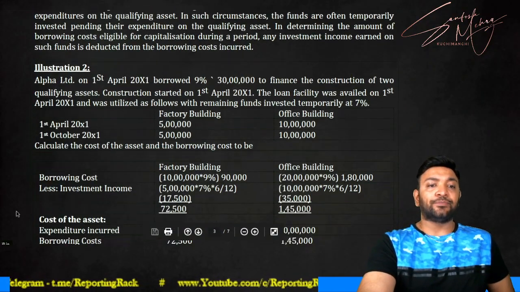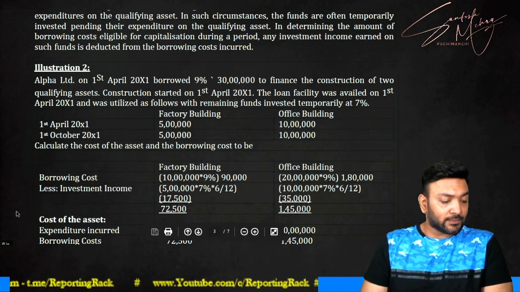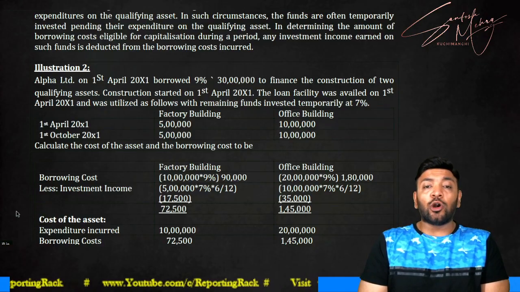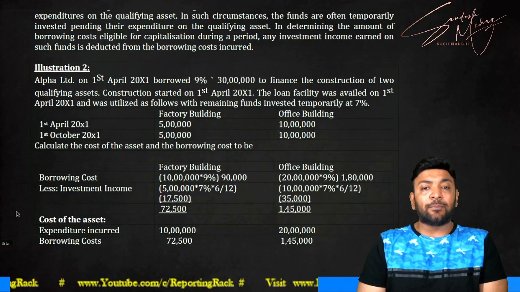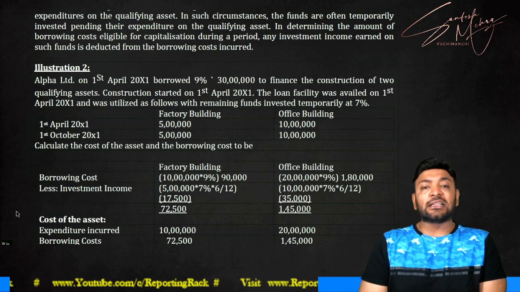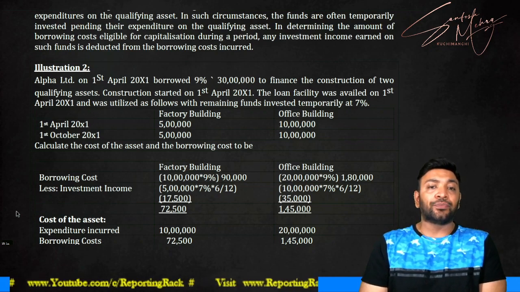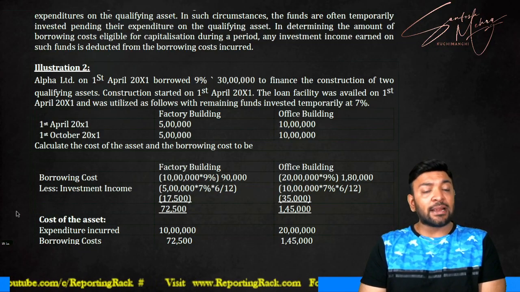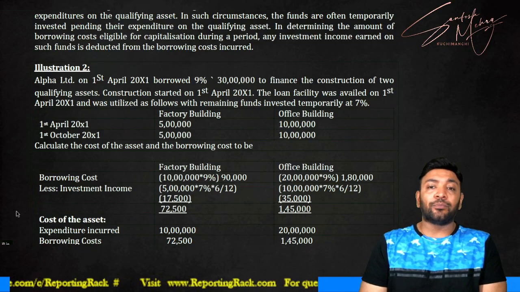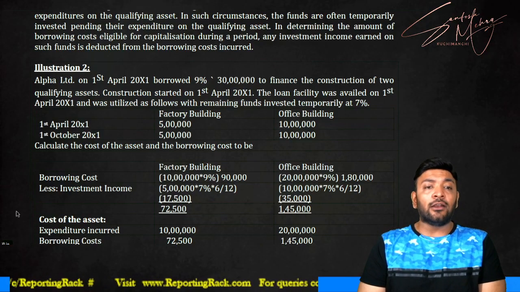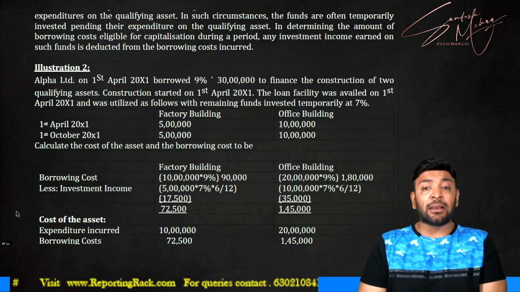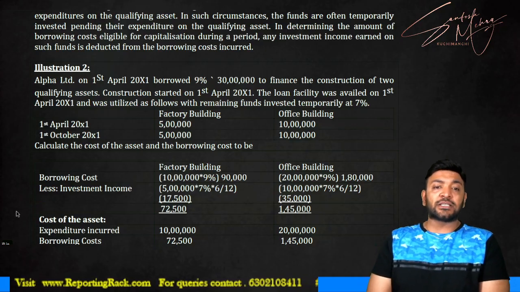Look at the second question. Alpha on 1st April borrowed a 9% 30 lakh loan to finance the construction of two qualifying assets. The construction commenced on 1st April 2021, the same date on which I have taken the borrowing. The loan facility was availed on 1st April and was utilized as follows, and the remaining funds were invested at 7%.